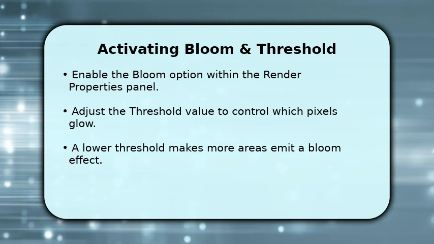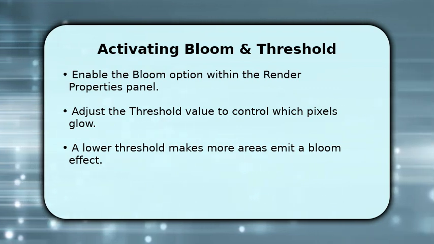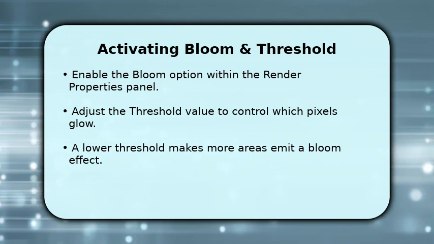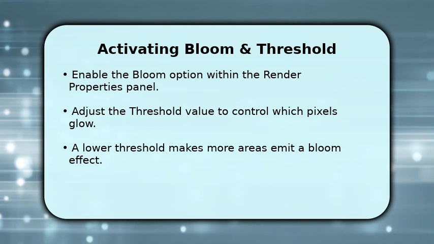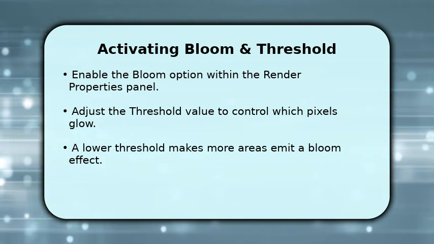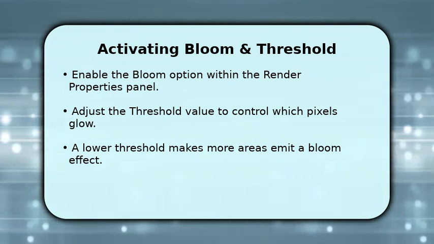Next, locate the threshold setting. This value determines how bright a pixel needs to be before it starts to bloom. A common starting point is 0.5, meaning only pixels brighter than 50% will glow. Experiment to find the perfect balance for your scene.